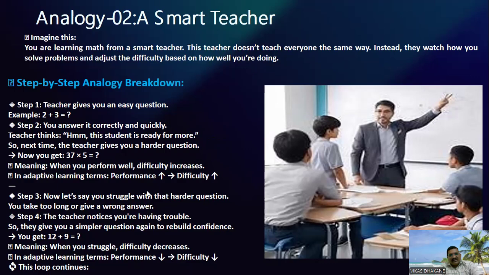here is the relationship you have to understand in adaptive learning terms. If there is improvement in the performance, it directly means that you are able to solve the difficult problem. When the performance is decreasing, it means that you are not able to solve the difficult problems. You are okay with the simple problems, means difficulty decreases here, you can see. So this particular loop of adjusting the teaching and the teaching learning process continues. Okay, so let's go to the next slide.